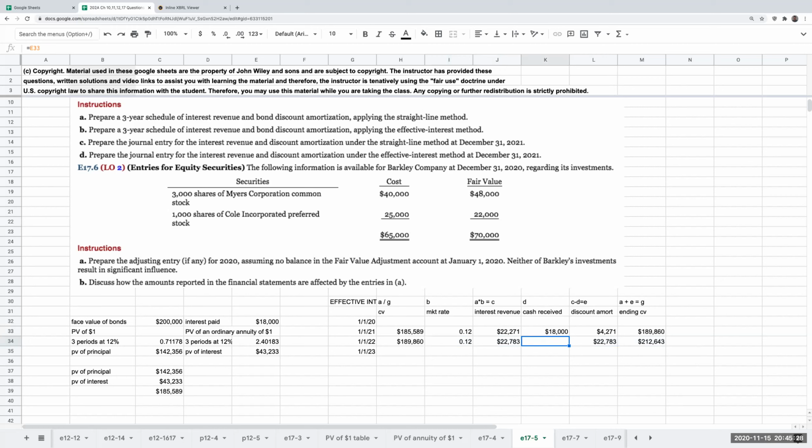And whoa, we got a crazy thing coming here. So this should be 18,000. There we go. Let's try this one more time to see if we can get it. There we go, to 200,000. So the 3-year schedule of interest revenue and bond discount amortization using the effective interest method, that's what this is right here.